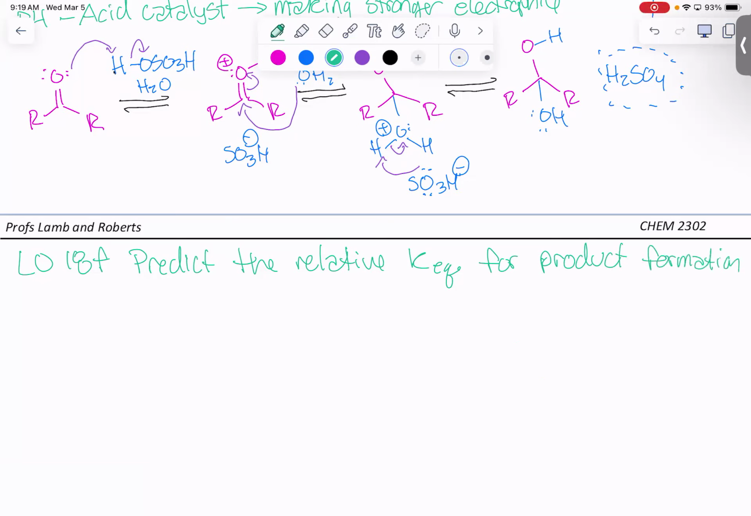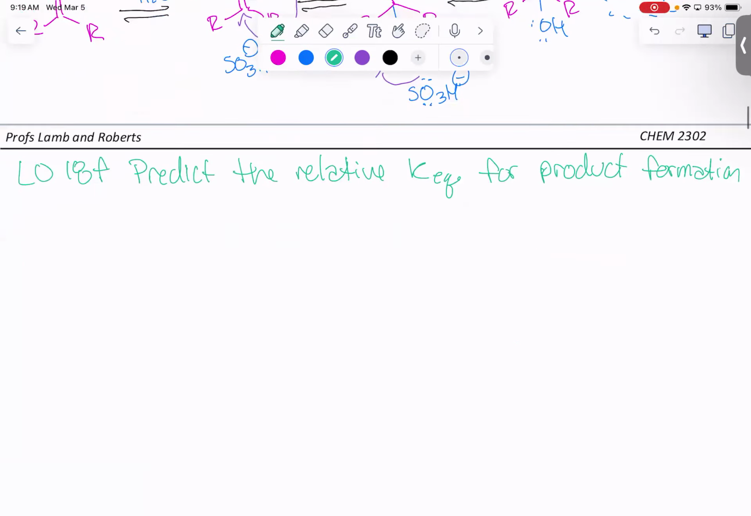When we say relative, I'm not asking you for a value. I'm not saying like, 5.02 times 10 to the minus 3 is the constant for this or something like that. I'm just saying when we compare across a series, how are we going to think about doing this? Right, so our reaction that we have is our aldehyde or our ketone. The relative KEQ we can think about under acid or base catalyzed conditions to form our product.